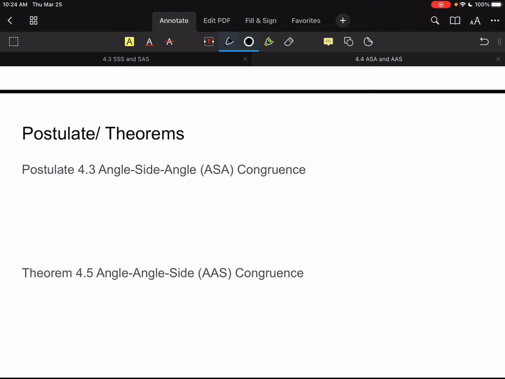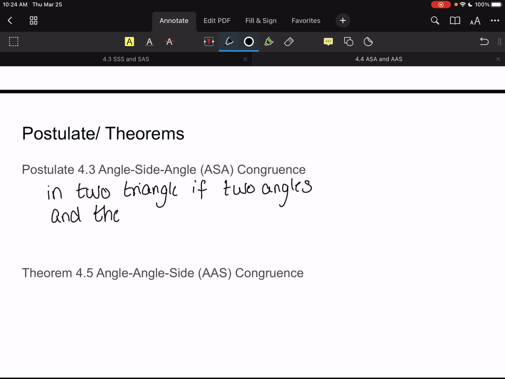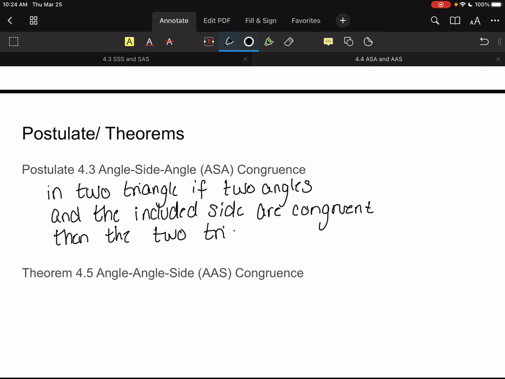So angle, side, angle says that in two triangles, if two angles and the included side are congruent, then the two triangles are congruent.